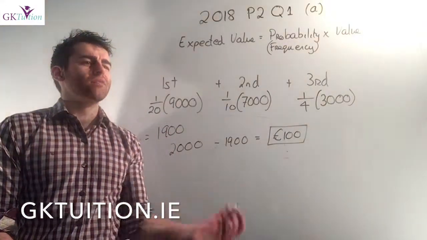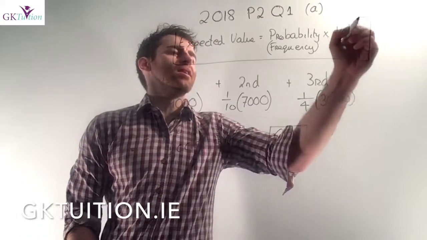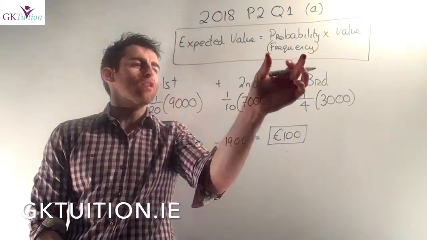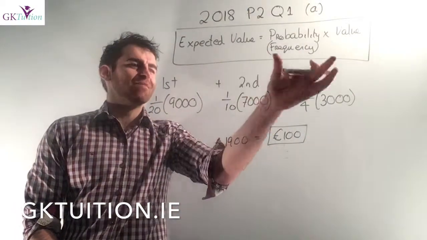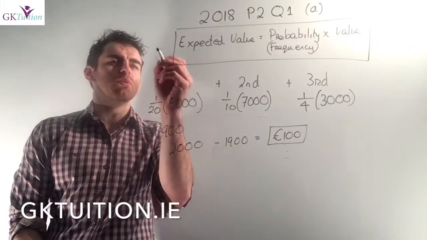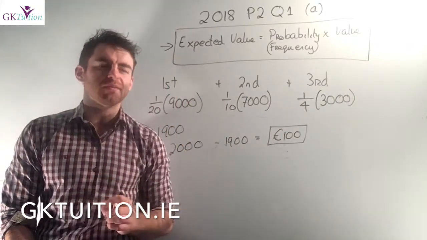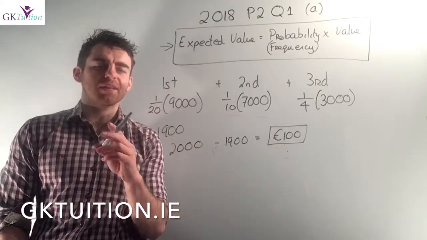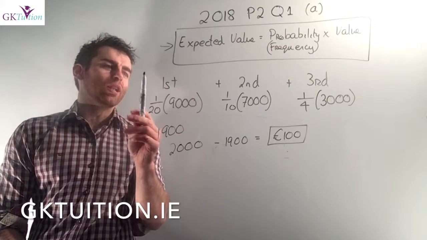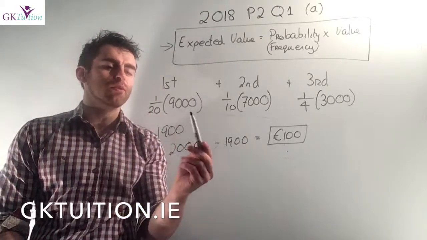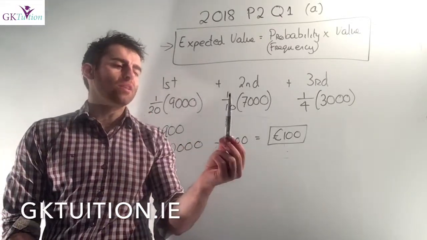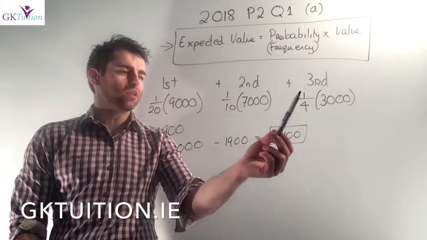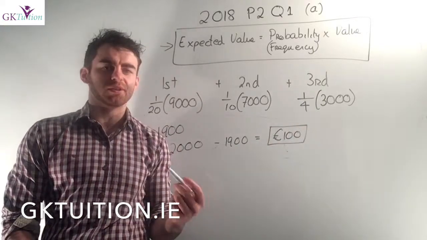So the formula you can have for expected value is that the expected value is equal to the probability multiplied by the value. Or in other words, the frequency multiplied by the value. It kind of depends on the question, but for the vast majority of expected value questions, that formula will cover you. So to find the expected value for Mary to win, the probability she wins is 1 over 20, by the value of a win, 9,000. The probability she comes second is 1 over 10, by the value of second, 7,000. The probability she comes third is 1 over 4, by the value of third, 3,000.